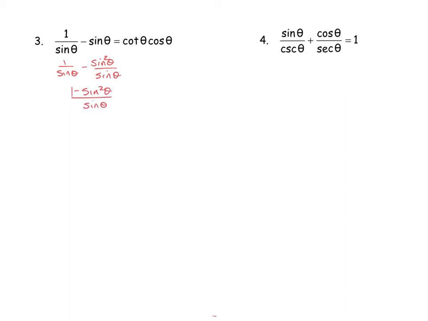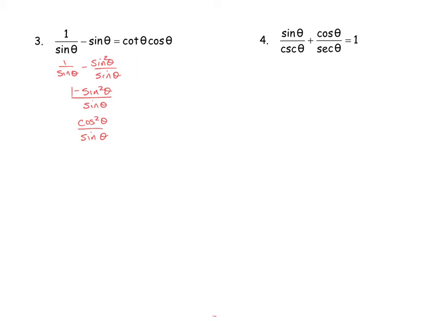1 minus sine squared is cosine squared. Again, if you don't know your trig identities, you can't do this. And so now I've got cosine squared over sine. And now the nice thing is, you got to remember, you know the answer. A lot of kids ask me in 5-1, well, how do I know when it's simplified? Well, you don't have to worry about it here because you know you have to get to cotangent cosine.